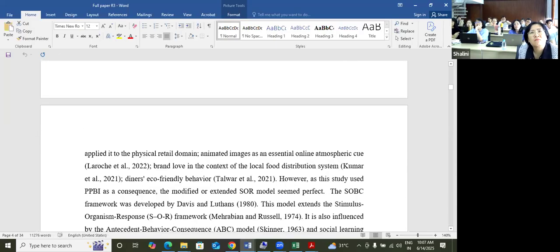Can you see? Just look at this. This got published in 2024, so most of the in-text citations are recent. Look at this.